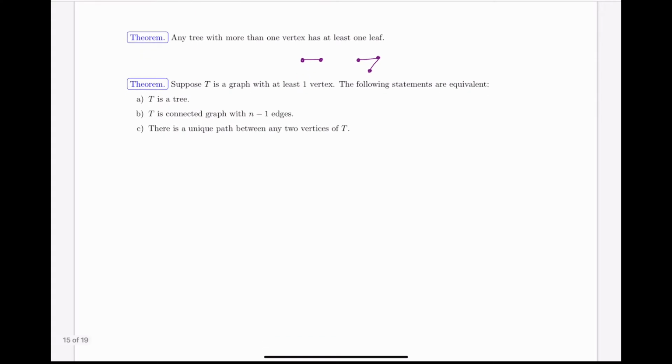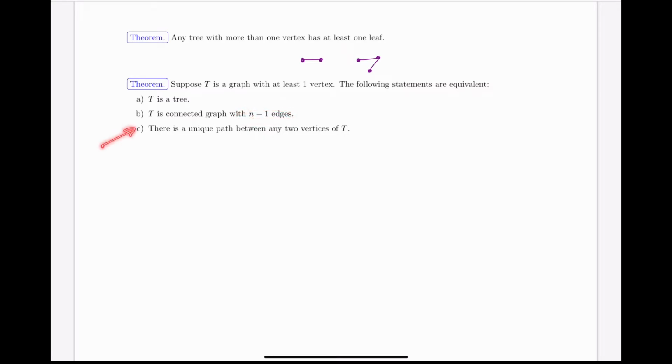The actual first theorem that has to do with trees describes 3 different ways to really define a tree. So the way we defined it was that it is connected and it has no cycles. Now here we have 3 equivalent definitions of that. T is a tree. T is connected and has n-1 edges.